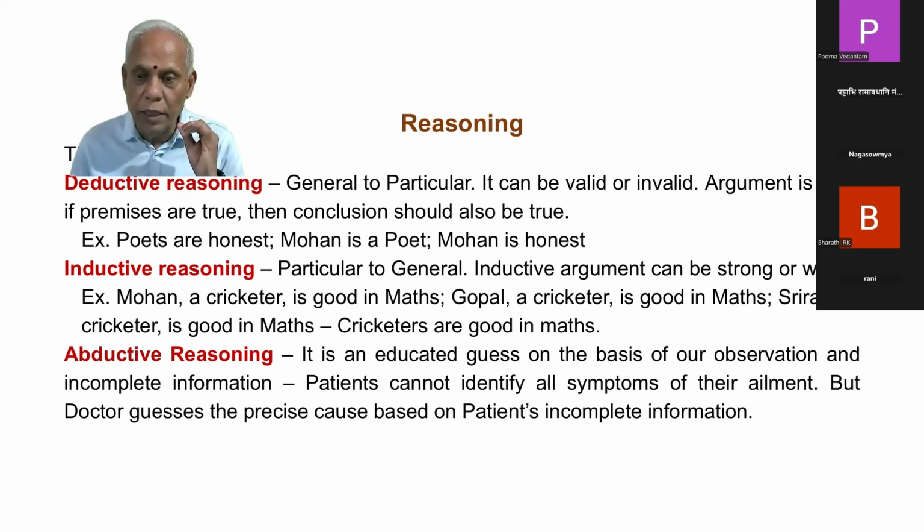Here it can be valid or invalid. It is valid if the given premises are true. It is invalid if the given premises are not true. This is how we know about deductive reasoning and inductive reasoning. And then the third one is abductive reasoning. Abductive reasoning means it's an educated guess on the basis of our available given data.